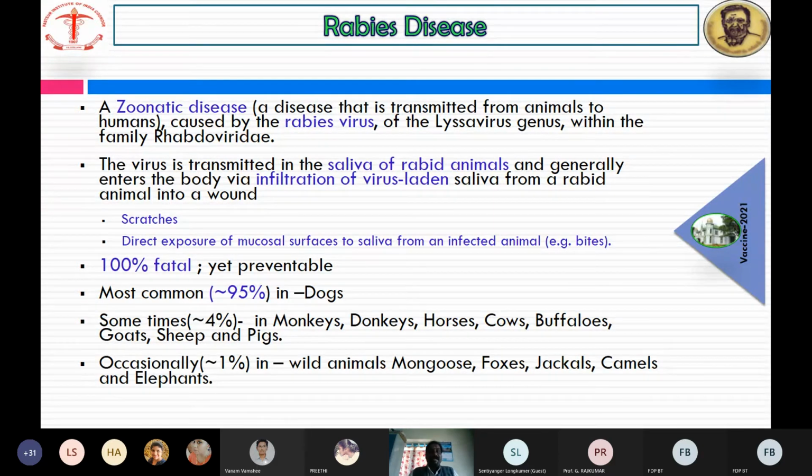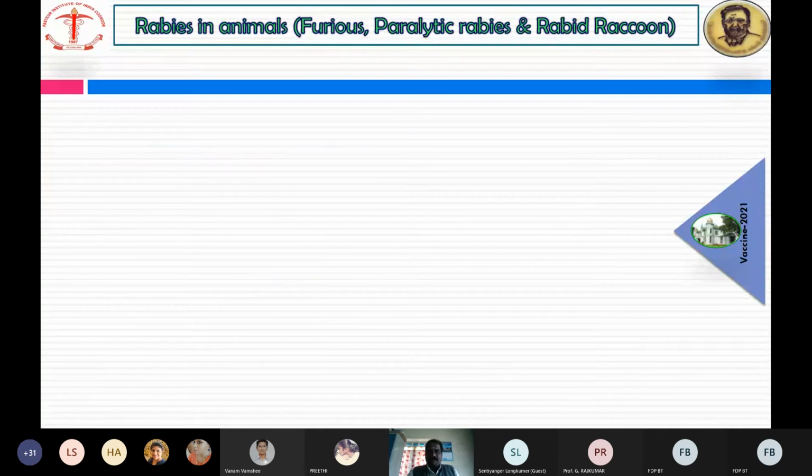Yet it is preventable. Mostly in dogs it is commonly 95%, sometimes 4% in monkeys, donkeys, horses, cows, buffaloes, and goats, sheep, and pigs are less than 4%, and occasionally 1% in wild animals: mongoose, fox, jackals, camels, and elephants. So that is rabies disease.